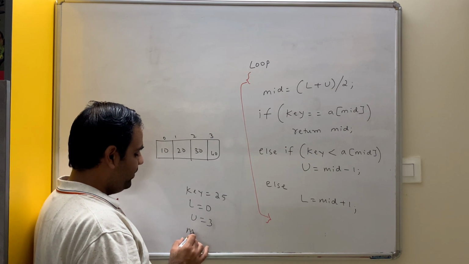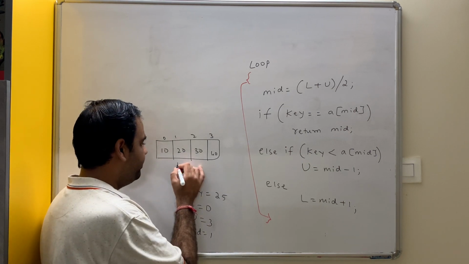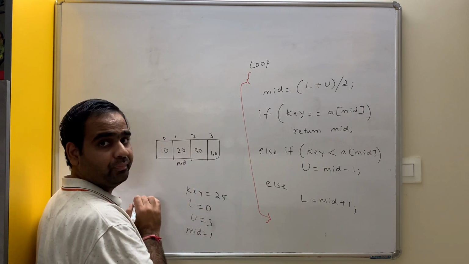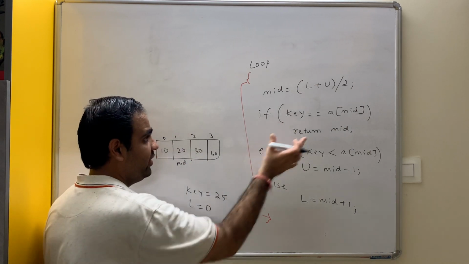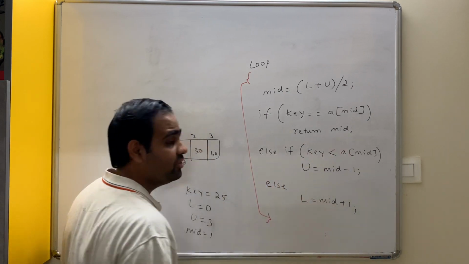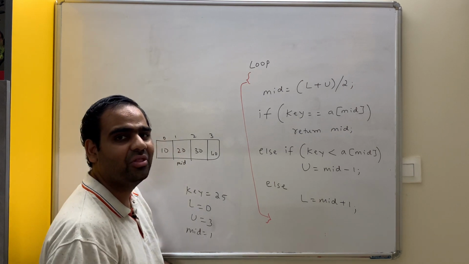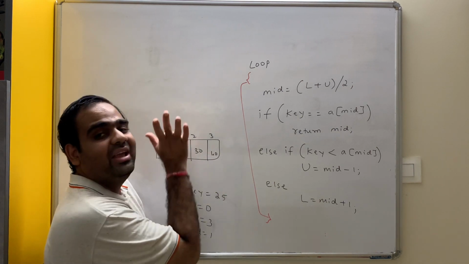Now, we find the midpoint. 0 plus 3 is 3. 3 by 2 is 1. This becomes the midpoint. Okay, now search. Key is 25. Is 25 equal to 20? No. Is 25 less than 20? No. That means if 25 is present in this array, it should be present on the RHS subarray.